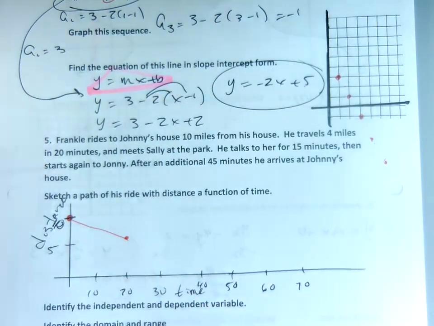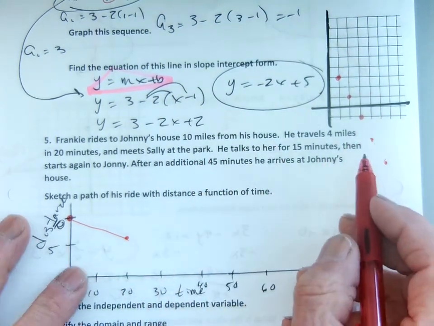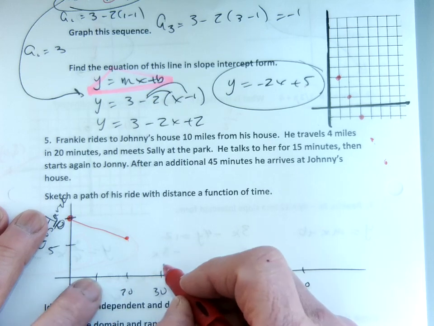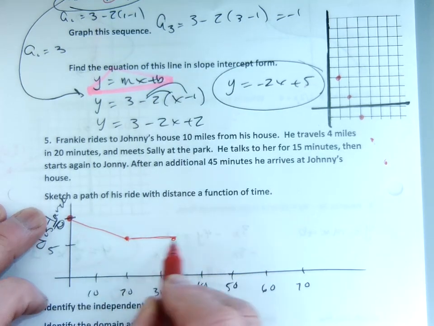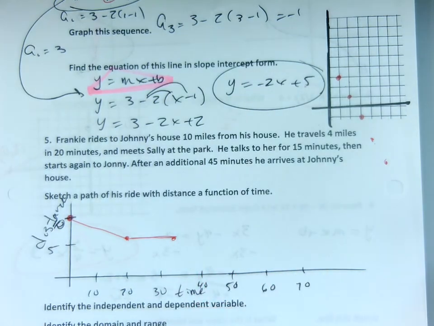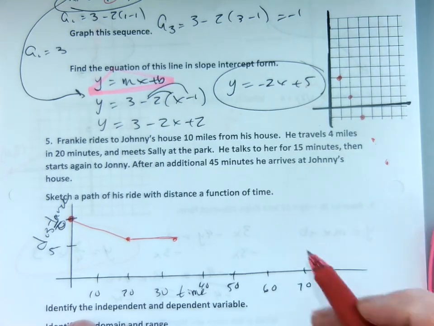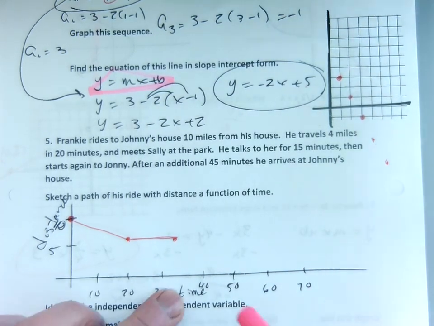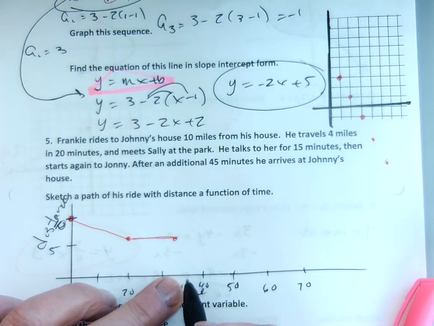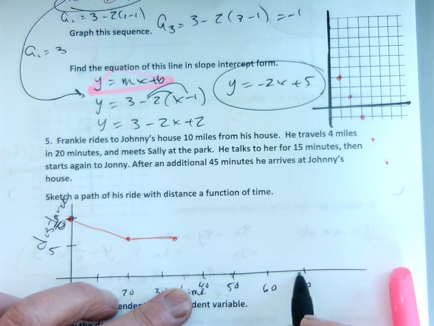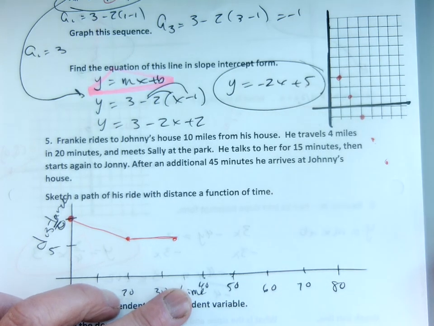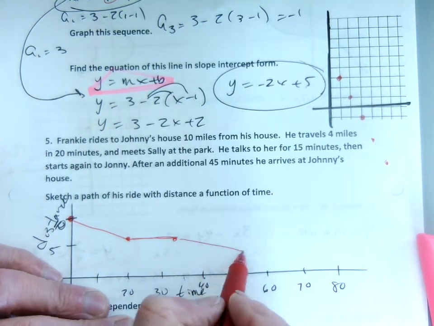Boom. And then he's at Sally's house, or at the park. He's at the park, and he talks to her for 15 minutes. Okay, so that's going to be 15 minutes. So he doesn't go any distance, but time travels. So time moves, but its distance doesn't, right? And then from there, he starts back. So an additional 45 minutes to arrive at his house. Okay, so 45 minutes. So we've got then my 5, 15, 25, 35, 45. So he's going to gradually make his way back to his house.